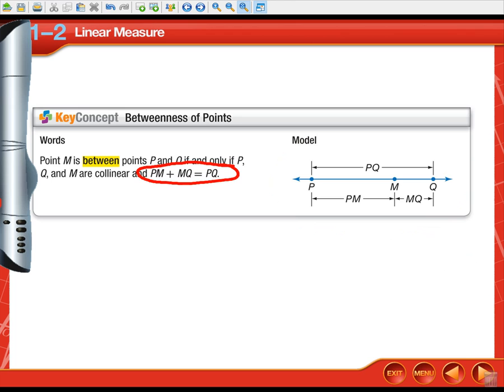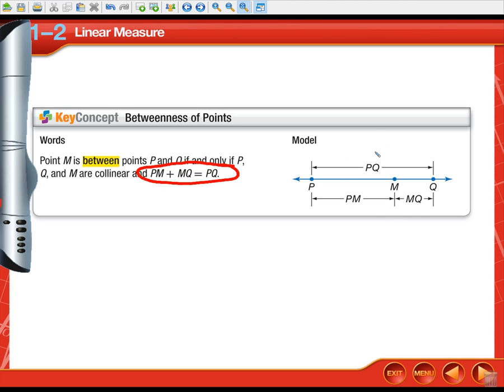Now let's do some examples. If I said that PM was 3, and I said that MQ was 1, so this is 3, this is 1, what's the whole thing? If this part is 3 and the other part is 1, what would the whole thing be? Hopefully you're sitting at home saying 4. Okay, 3 plus 1 is 4. That's exactly what we're looking for.